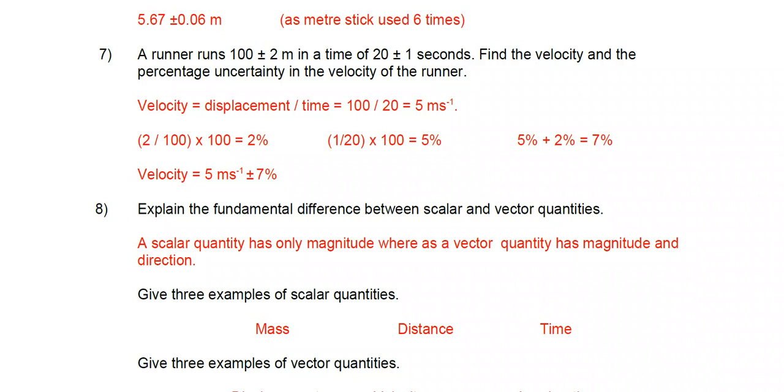But what about the uncertainty? Well, the uncertainty in the distance is 2 divided by 100 times 100, which gives us 2%. The uncertainty in the time is 1 over 20 times 100, and we get 5%. Because we're dividing displacement by time, we add percentage uncertainties, and we get 5 plus 2%, which gives us 7%. So the velocity is 5 meters per second plus or minus 7%.